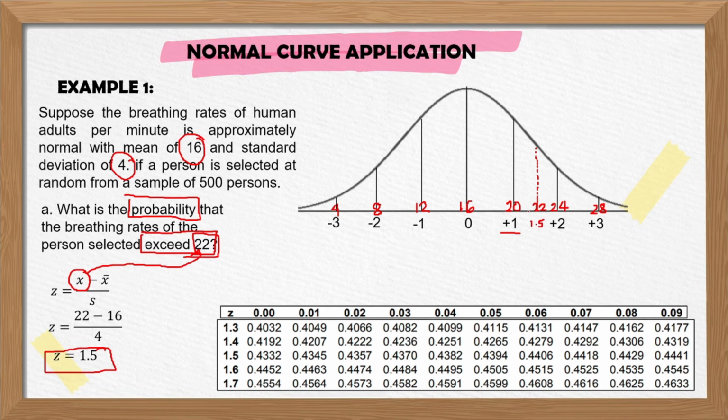Para makuha natin si area, gamitin natin ang z-table na ito. Hanapin natin si 1.5. Dito si 1.5, katapat niya ay si 0.00. Kapag tinignan natin, locate natin, sagot ay 0.4332. That means the area from 0 to 1.5 is 0.4332. Let us shade this region.